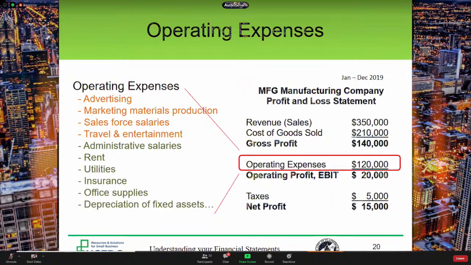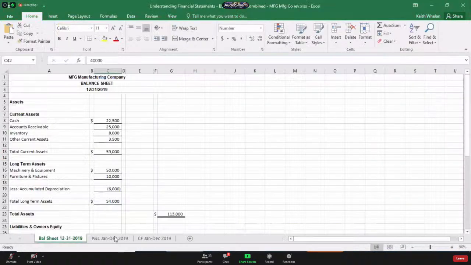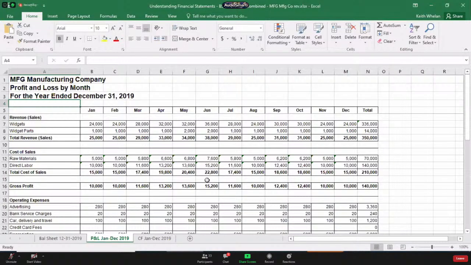Right. So we can take a quick look at our spreadsheet and look at that a little bit more closely on the P&L tab. Here we've got it broken down by month. We've got our P&L worksheet, and of course, this is a hypothetical, and it's a product company, so we've got to call them widgets. Widgets and widget parts are the two things that they sell. We can see that in the first month, January of 2019, they had 25,000 in sales, and then they bumped that up a little bit and came back down. So that's their sales.